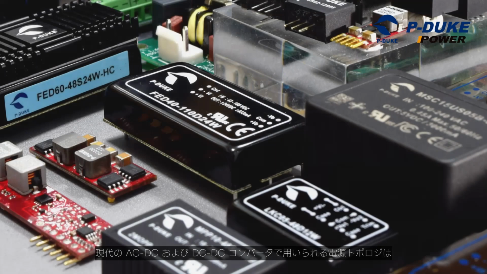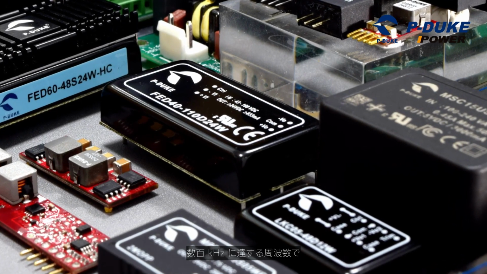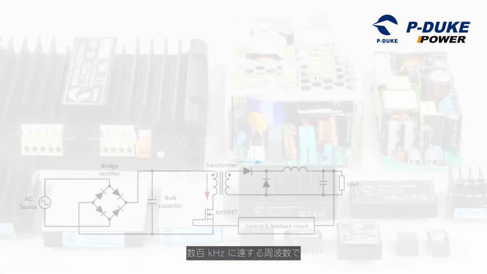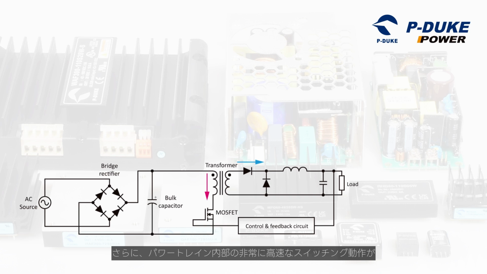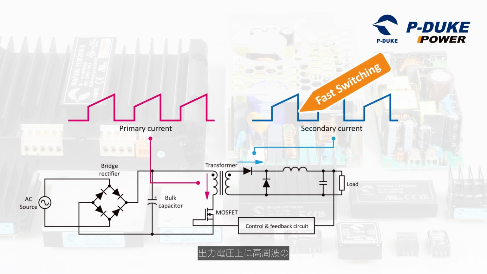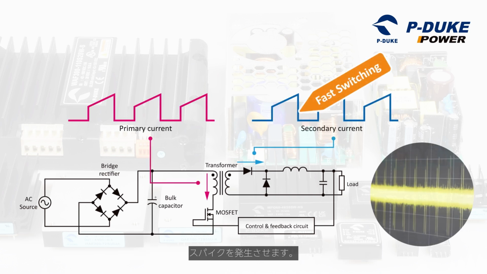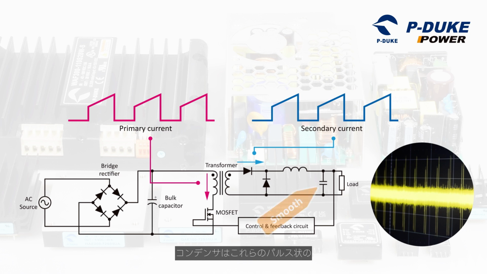The power topologies used in modern AC to DC and DC to DC converters are switching at frequencies up to several hundred kHz. In addition, the very fast switching processes in the power train generate high-frequency spikes on the output voltage. Capacitors smooth out these pulsed voltages.